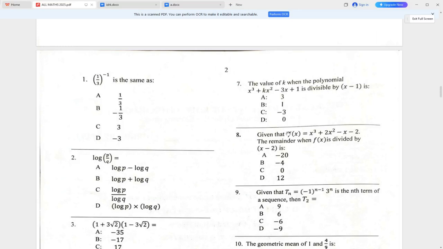Question 8, given that f of x is equal to x cubed plus 2x squared minus x minus 2, the remainder when f of x is divided by x minus 2 is, we can solve this using the remainder theorem.